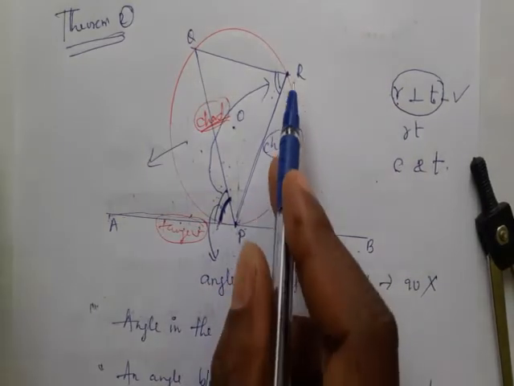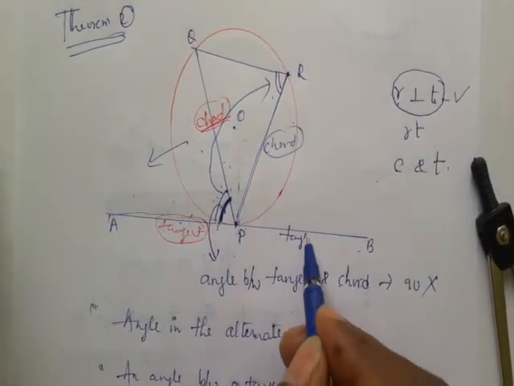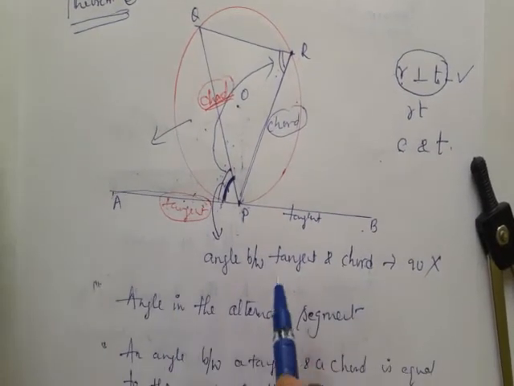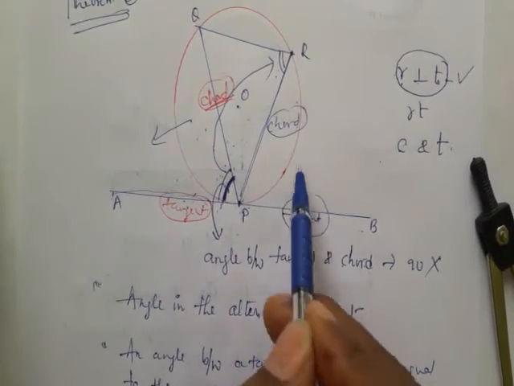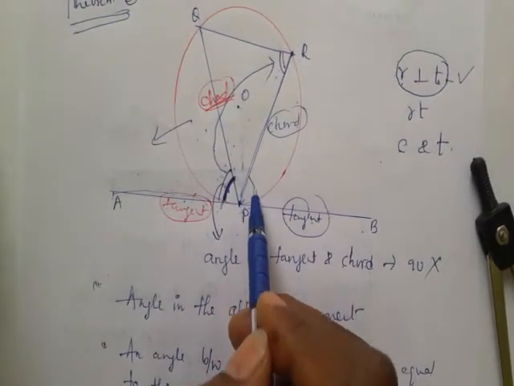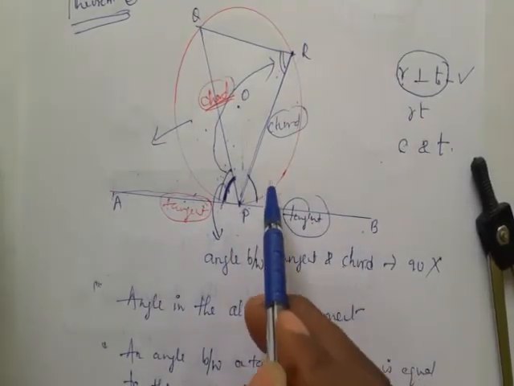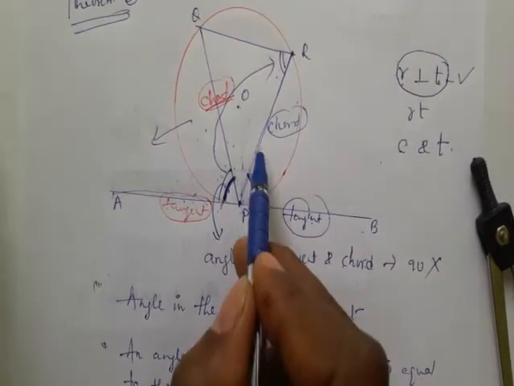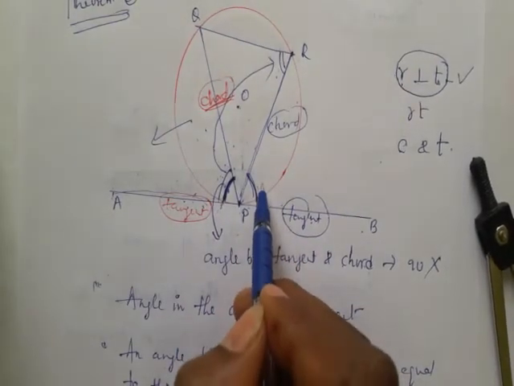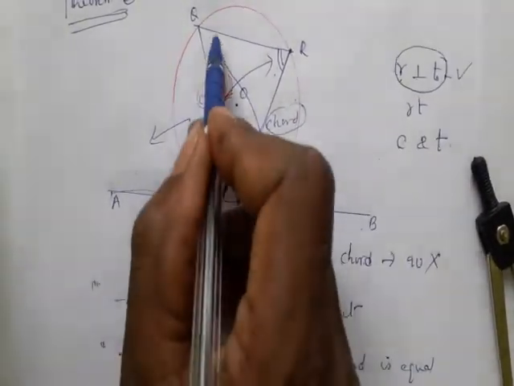Okay, now PR is a chord and PB is a tangent. As we were discussing, this is the angle between chord and tangent, that is PR chord and PB tangent. This angle is unknown. How to get this angle? The angle between chord and tangent is equal to the angle in the alternate segment, that means here.